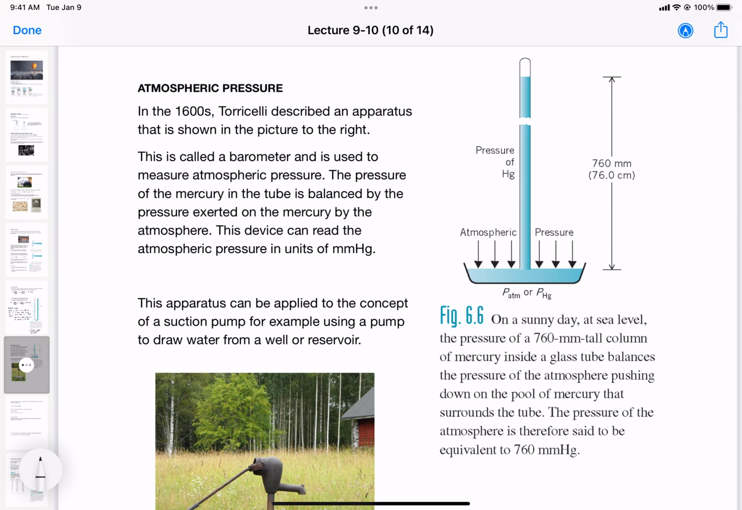Atmospheric pressure: Torricelli described an apparatus that's shown to the right. So this is how we measure pressure. We have mercury, and we can measure the pressure in the atmosphere by where the mercury stops rising in this apparatus here. When the liquid level of mercury stops rising, that means the pressure exerted from the atmosphere is equal to the pressure exerted from the mercury due to gravity.